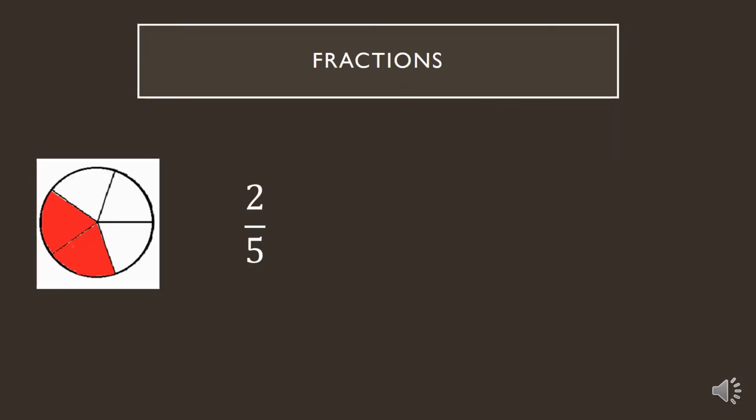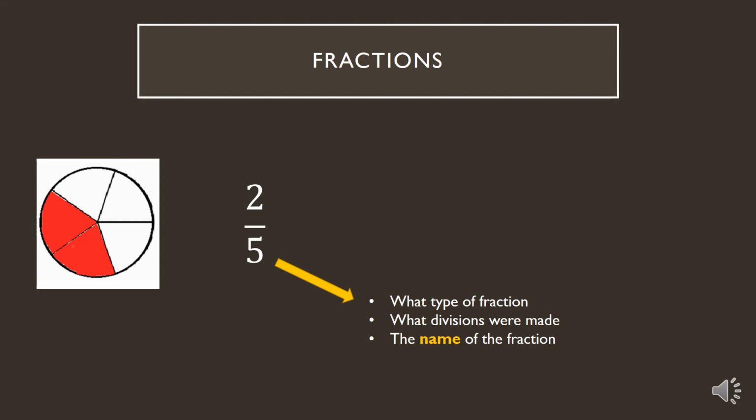So let's look at how we write fractions. The diagram shows 2/5. So the 5 under the line tells you what type of fraction you're working with. What divisions were made? How many divisions did you make? How many equal size groups did you make? Or how many slices did you cut? This gives the name of the fraction. So in this case, we're dealing with fifths.